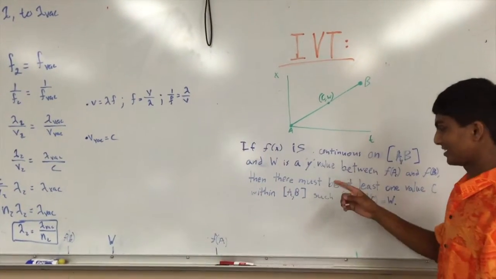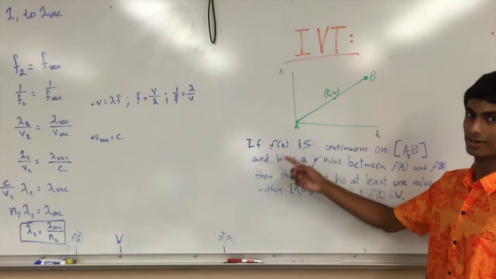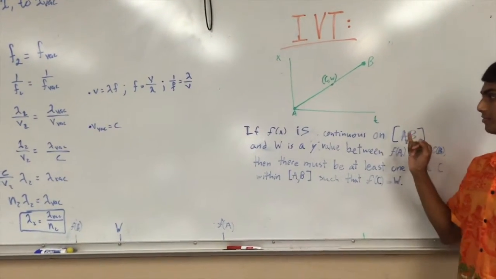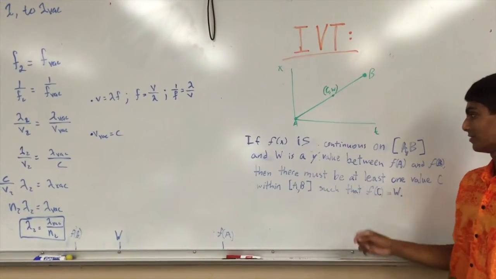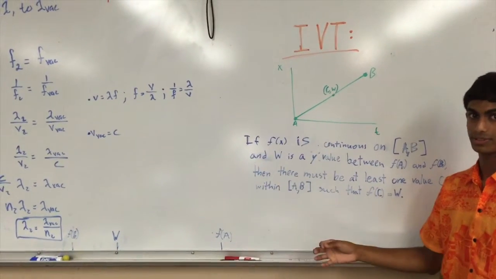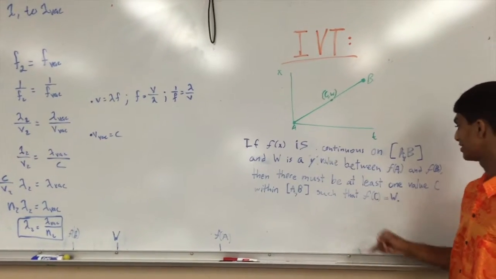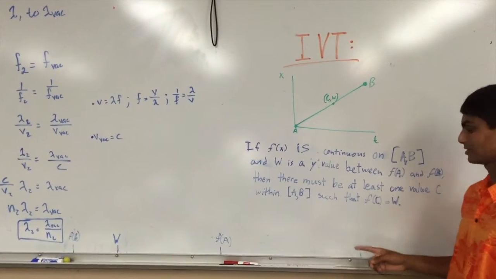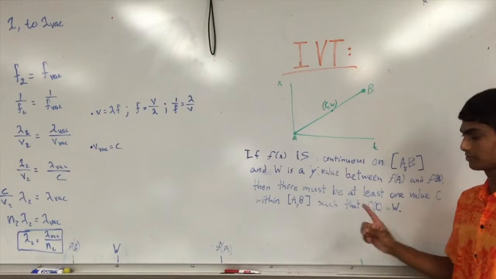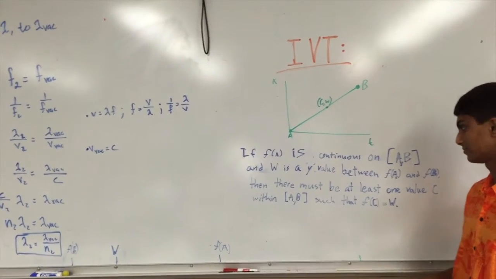Therefore, as the ball's motion is continuous and is represented by this graph f of x on the interval from a to b, there is a y value represented by W, which represents the position of the ball that is between f of a and f of b. Therefore, there must be at least one value, c, of time where the ball crosses this position value within the interval.